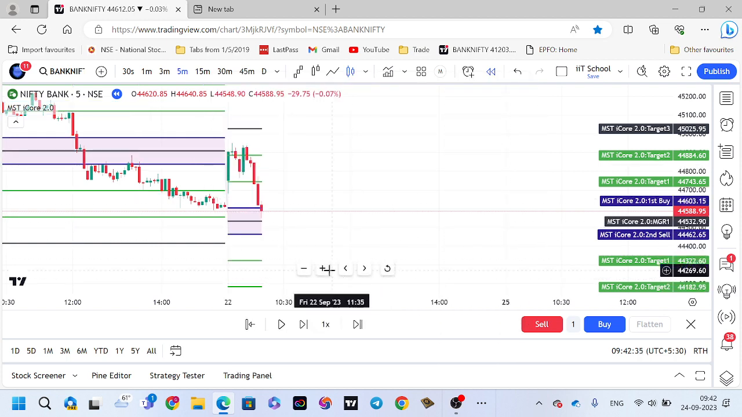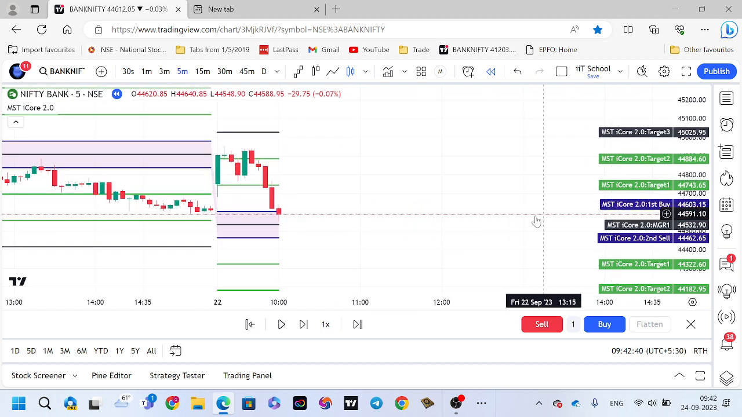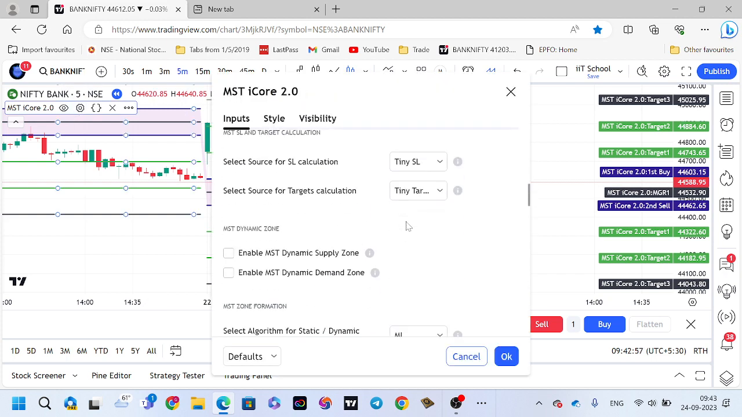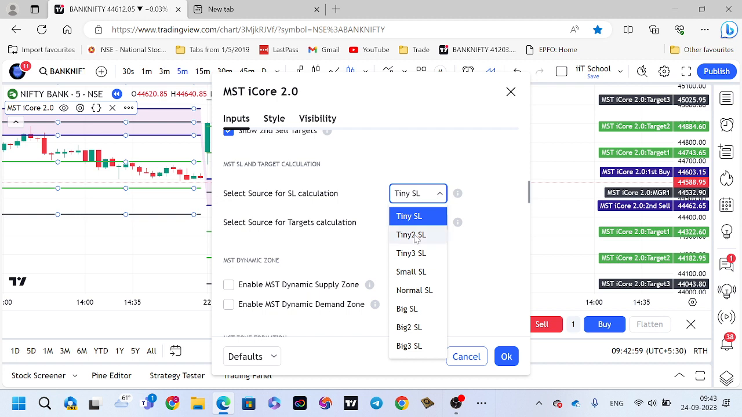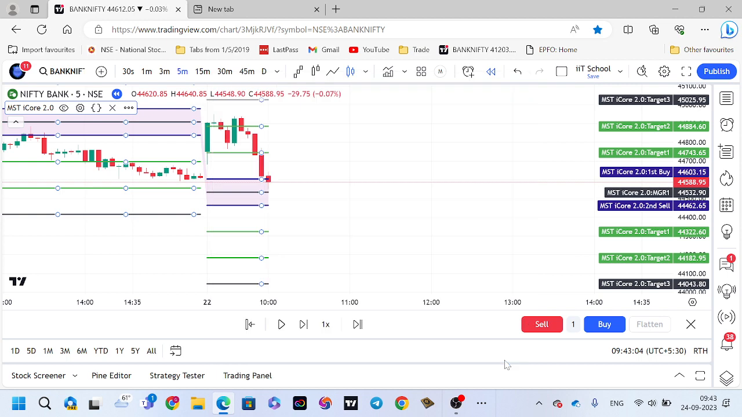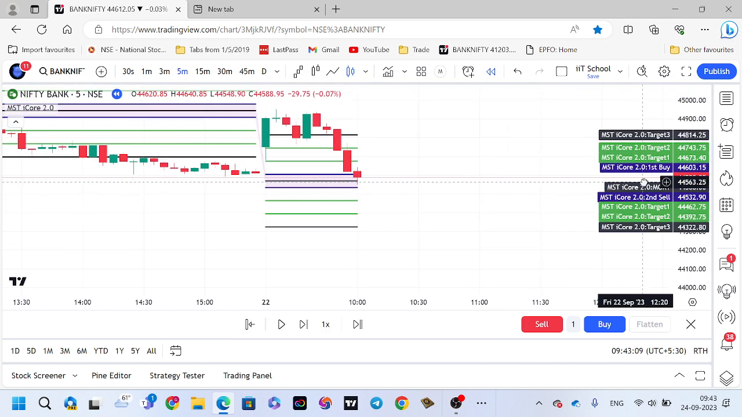Okay. So now what I have done, since buy I have activated, I have enabled the buy targets, and also I have enabled the second sell targets. Why? If buy SL hit, I have to go for the second sell for recovering the loss. So now I have kept the default stop loss and target, but I prefer to keep tiny 2 stop loss because we have to give small loss in the market and we have to get more profit from the market. So tiny 2 stop loss and tiny 2 target. If you want, you can extend the targets also. So that is not an issue.